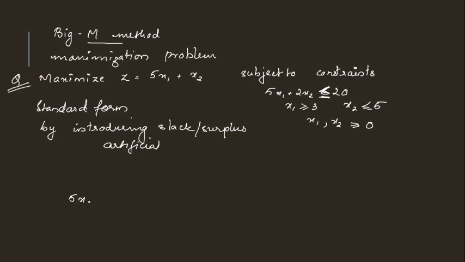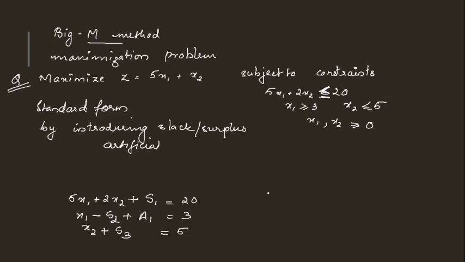I'm going to first convert the constraints. 5x1 + 2x2: this is a less than or equal to inequality, so we will have to add a slack variable s1, which is equal to 20. Next constraint is x1 ≥ 3, so x1 - s2 + a1 = 3. Next constraint is x2 ≤ 5, so x2 + s3 = 5. Sorry, the second one was s2.